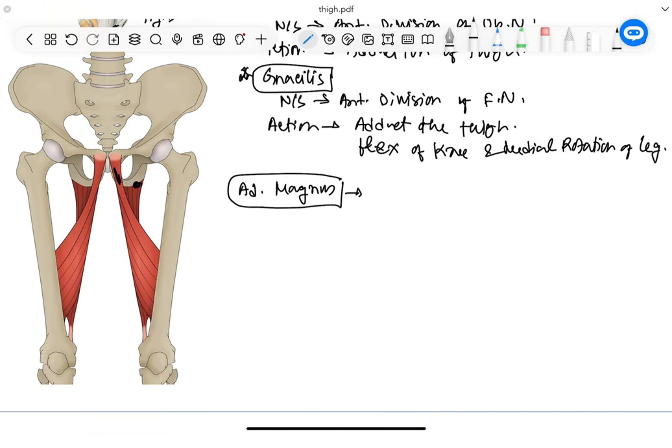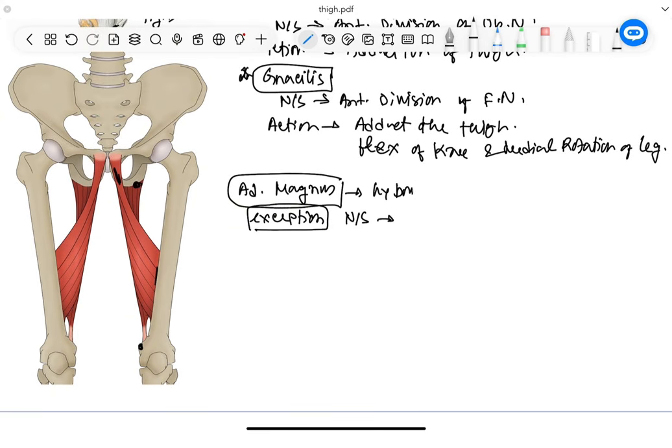And it gives insertion into the medial margin of the gluteal tuberosity on the back side of the femur and on the posterior surface of the upper part of the femur. In the linea aspera also it is inserting, and it also inserts into the adductor tubercle of the femur. Now, adductor magnus, as I said, has some exceptions. I already said at the starting time. So, again we are going to get the nerve supply.